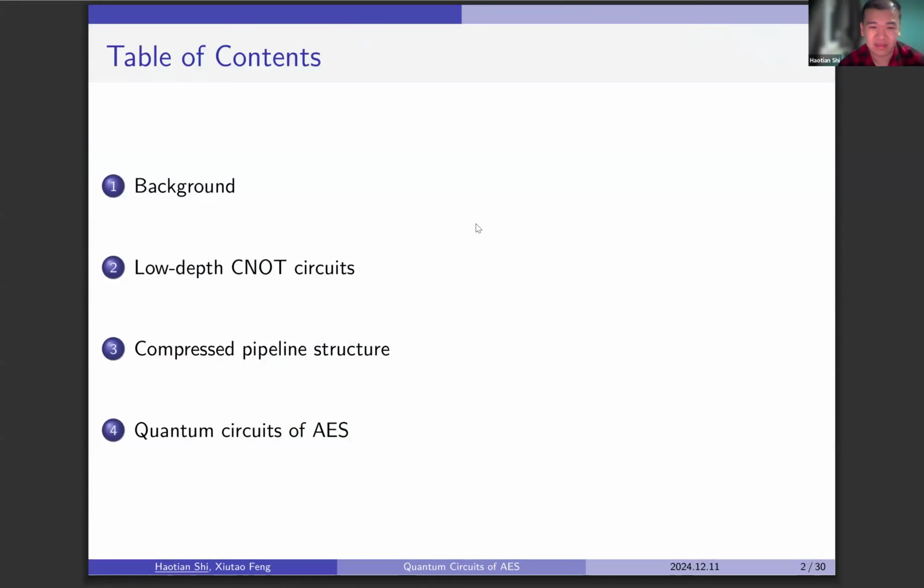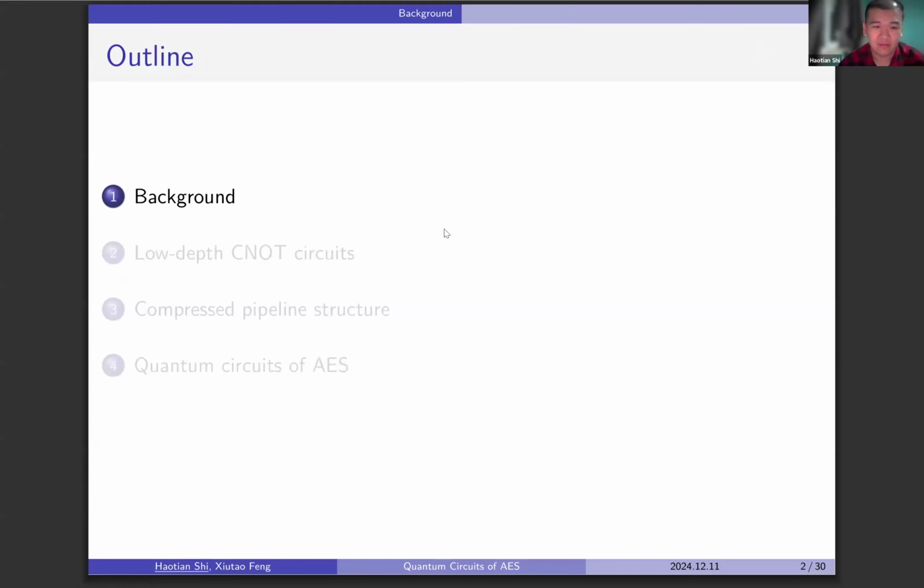The presentation is divided into 4 parts. The first part is about the background. The second part is finding low depth circuits. The third part is our compressed pipeline structure. And the final part is about detailed quantum circuits of AES. First, the background.